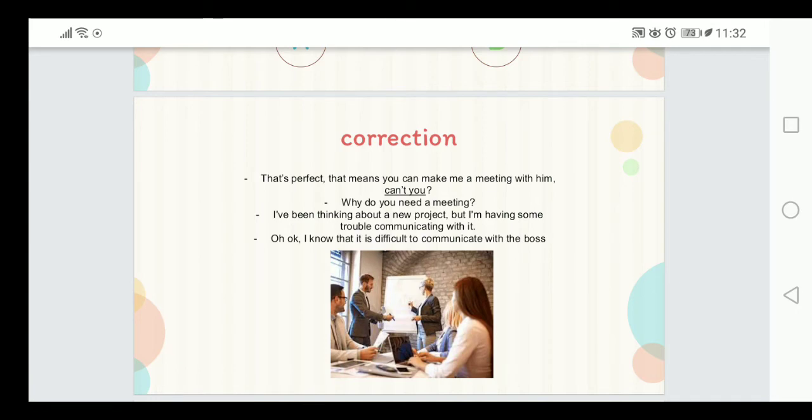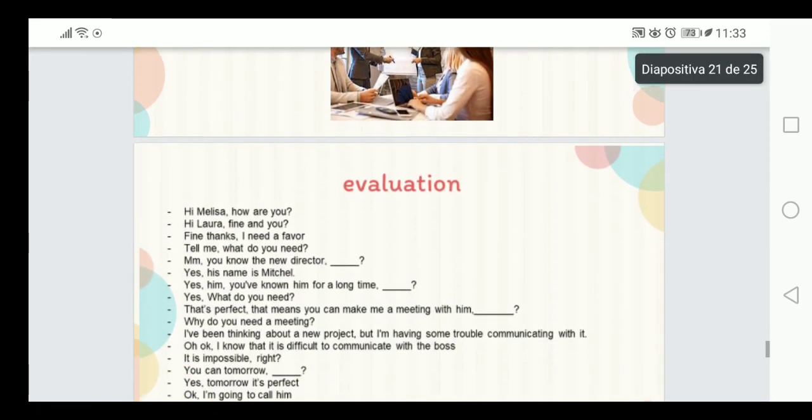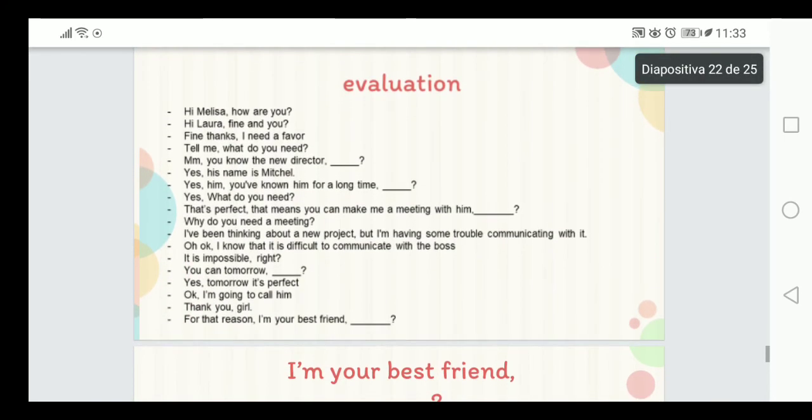Why do you need a meeting? I've been thinking about a new project, but I'm having some trouble communicating with him. Oh, okay, I know that it is difficult to communicate with the boss. It's impossible, right? You can tomorrow? In these sentences, as you know, the auxiliary is can't, in opposite to the first statement, and you. Can't you? Yes, tomorrow is perfect.